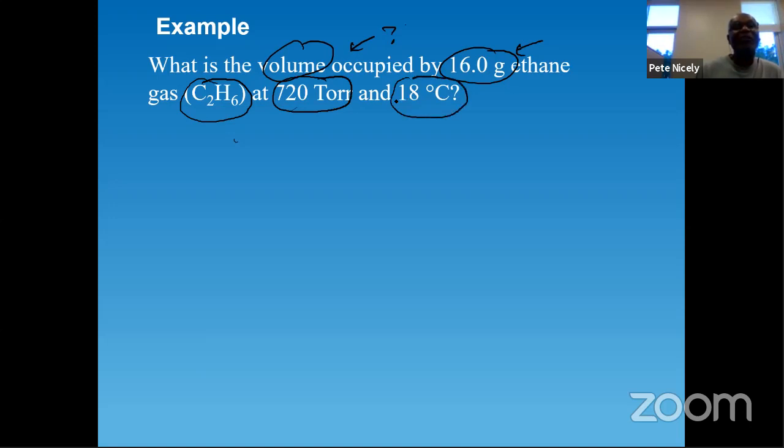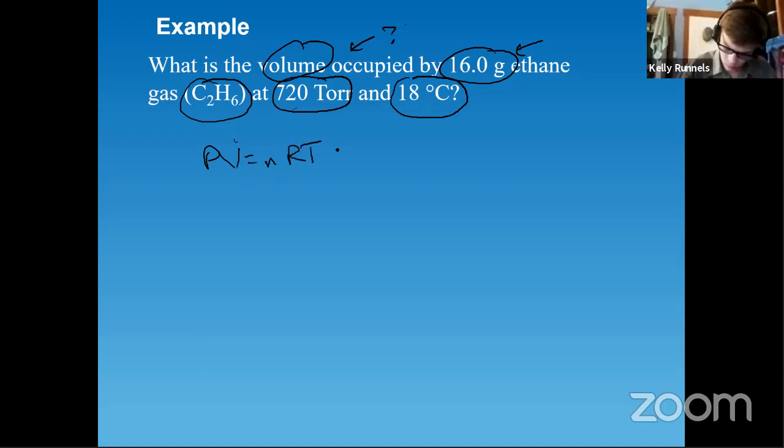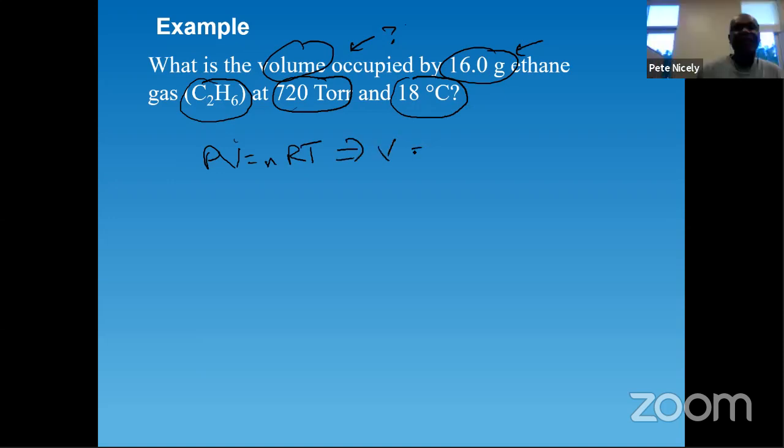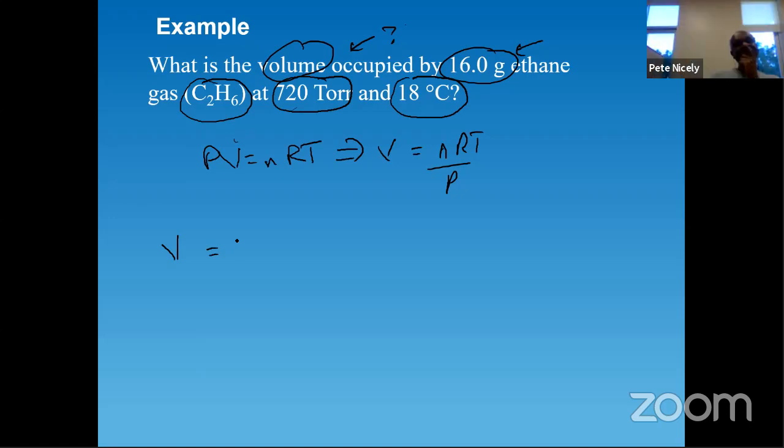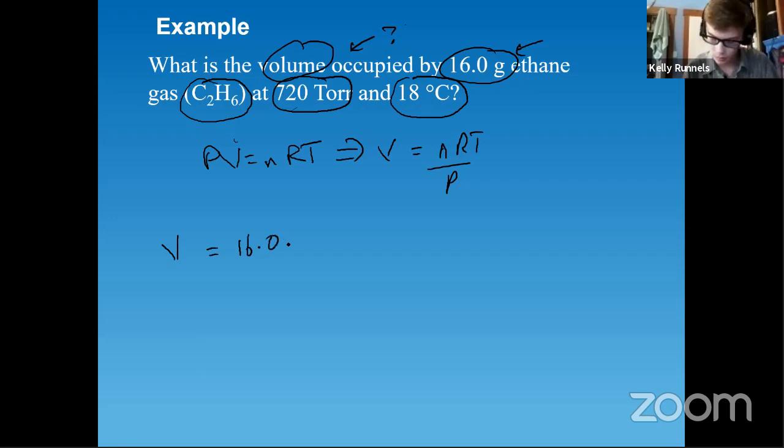So what I would do is, well, the formula you would use is PV is equal to nRT, right? And the question is asking for the volume. So in this context, the volume would be equal to nRT over P, all right? So n would be equal to, okay, so how would you get n, the number of moles? Anybody? Oh, I'd figure the molecular weight of ethane, which happens to be 30.01.